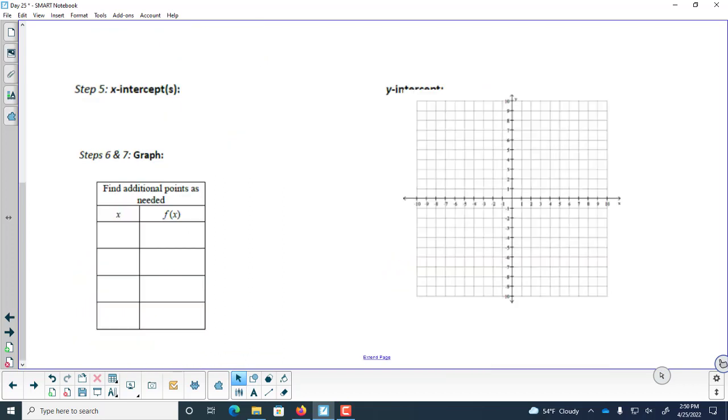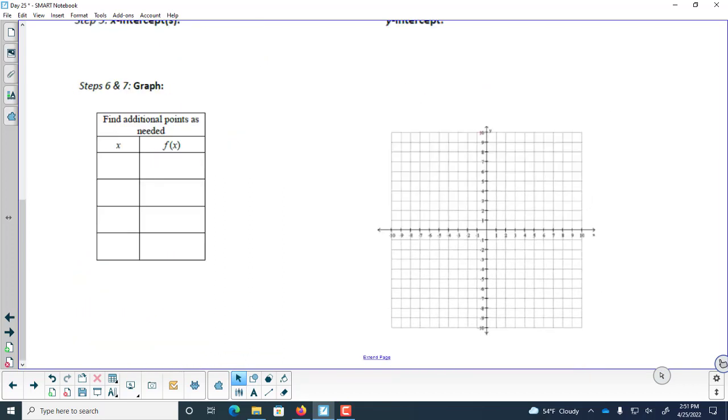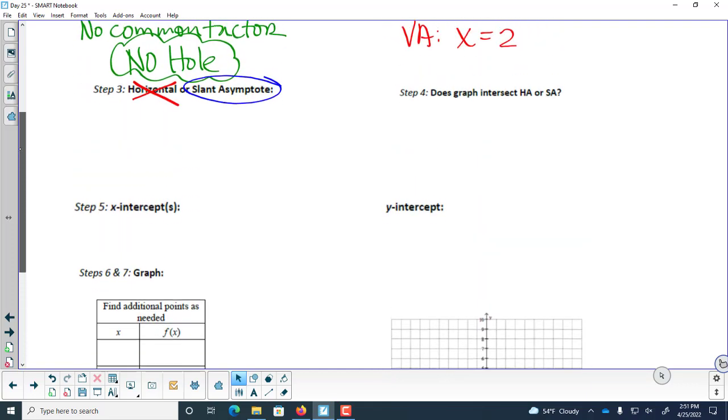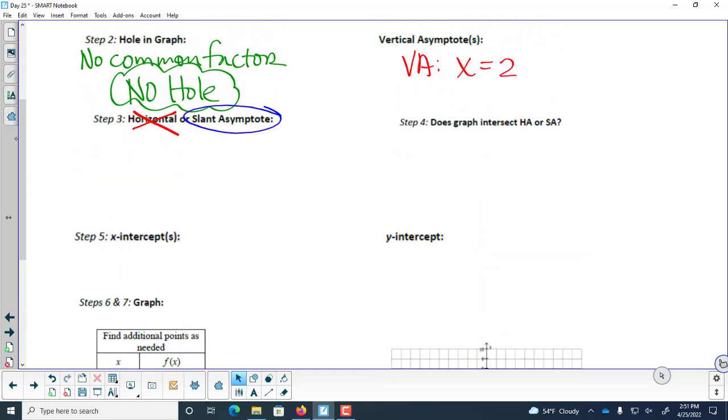Alrighty? So you're going to take the polynomial on top and divide by the polynomial on bottom. Don't forget, you need placeholders for any missing terms.